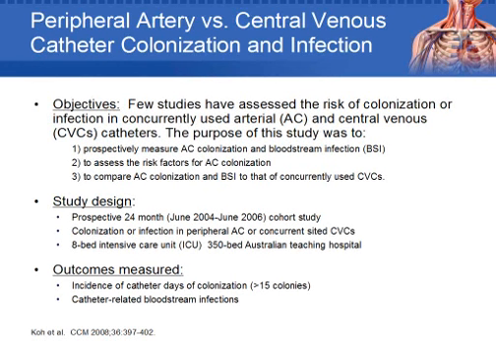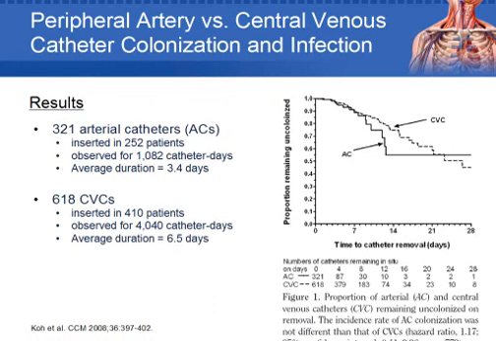Two outcomes were measured: the incidence of catheter days of colonization, and colonization was defined as greater than 15 colonies, and the catheter-related bloodstream infection. As shown on this slide, there were about 320 arterial catheters inserted in about 250 patients. They had about 1,100 catheter days, and the average duration of these arterial catheters was 3.4 days.